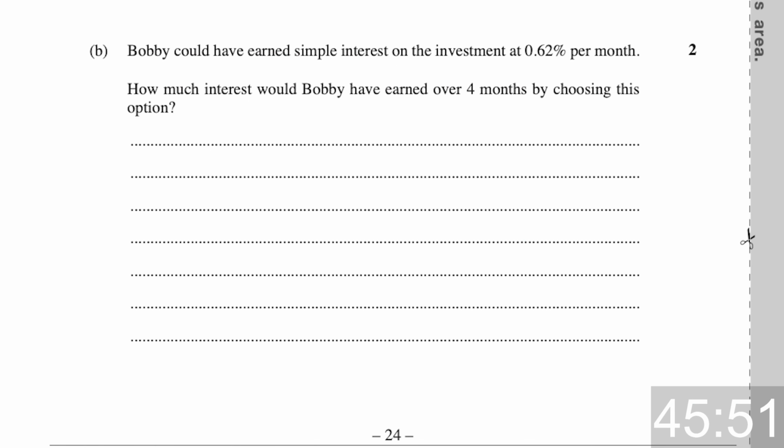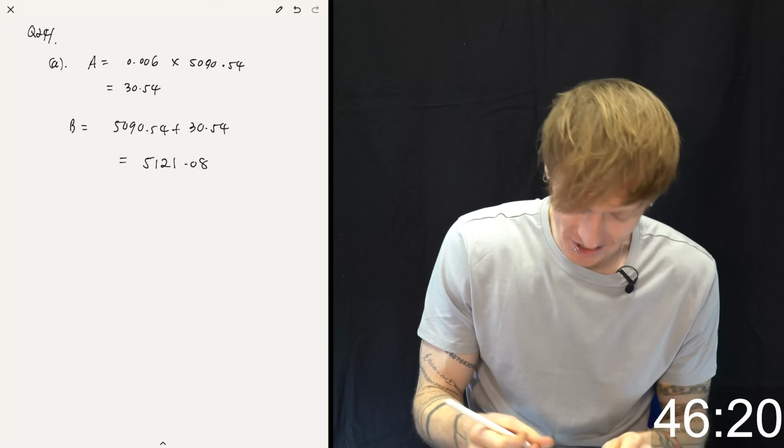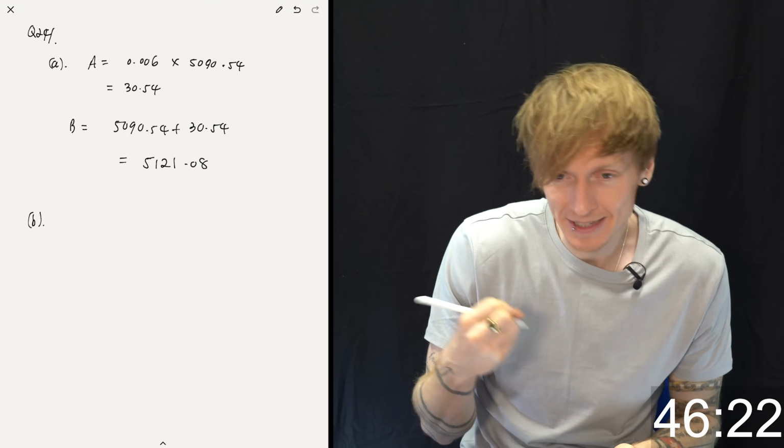Bobby could have earned simple interest on the investment at 0.62%. How much would he have earned over those 4 months? This is so helpful. It's like fuel cost, wages, how to invest your money. I love this. Australia, well played, well played. I like this a lot, so practical. And also, you know, some fiddly calculations too, but very practical. I like this a lot. Well played. All right, to do the question, part B, simple interest.